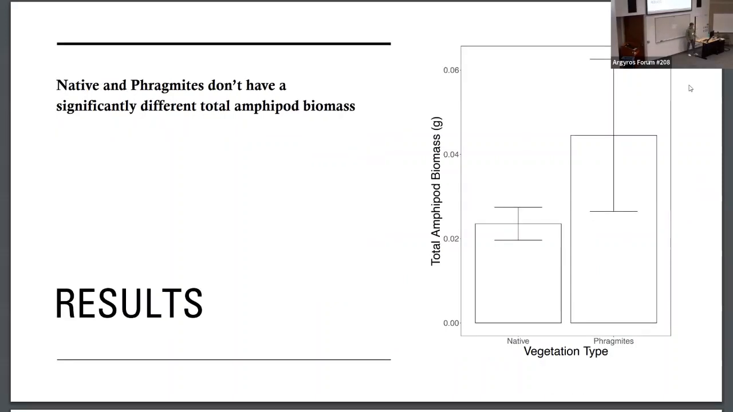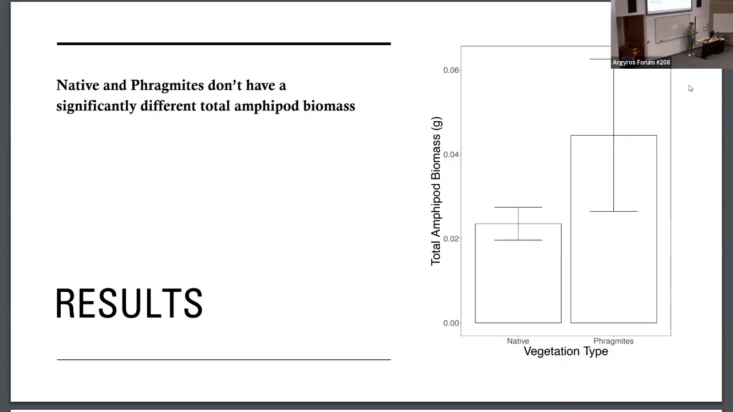Slightly different, but very similar graph. This is the total amphipod biomass underneath the Phragmites and the native, regardless of transect, just looking at the vegetation type. There was still no statistically significant difference between the total amphipod biomass.